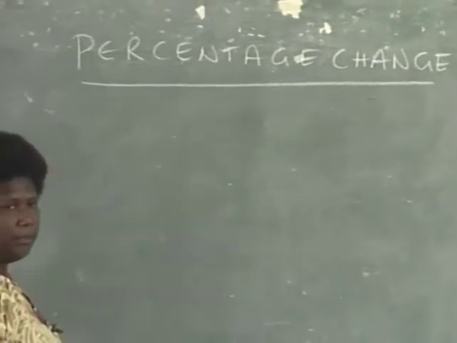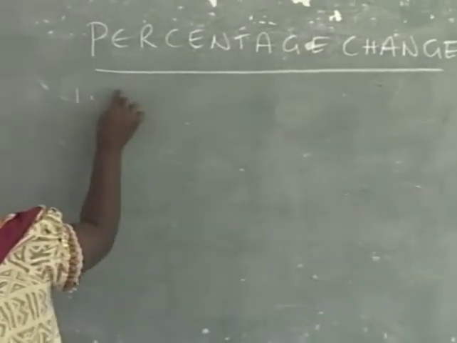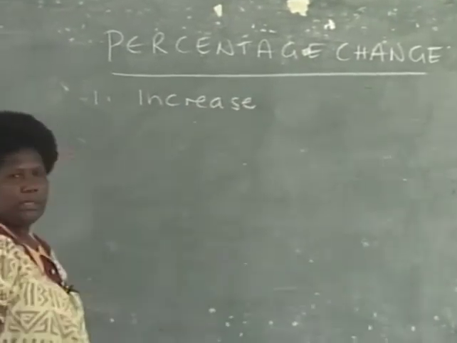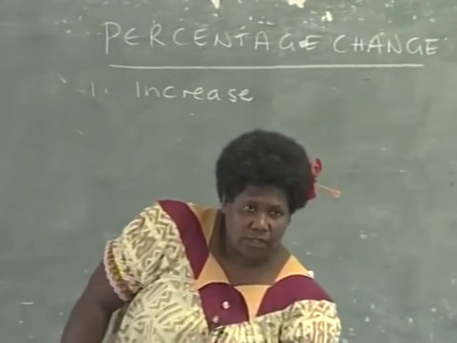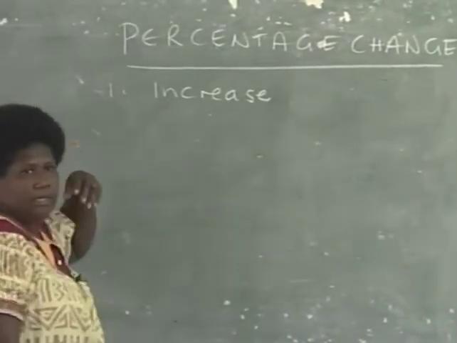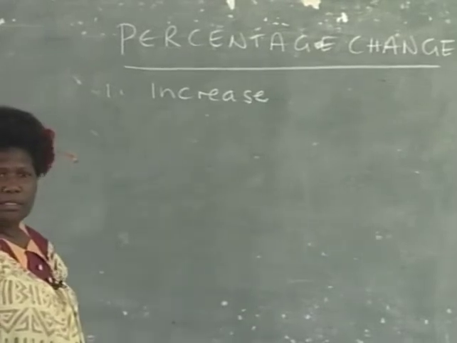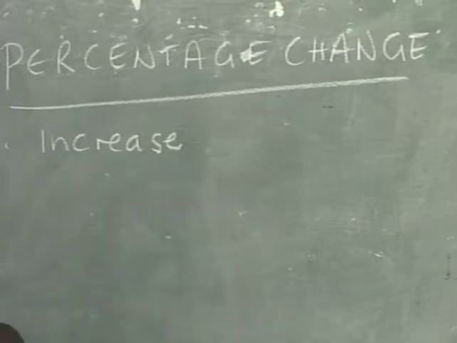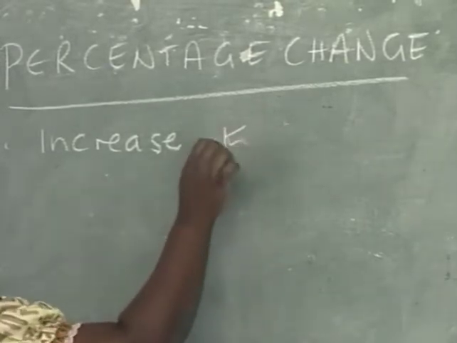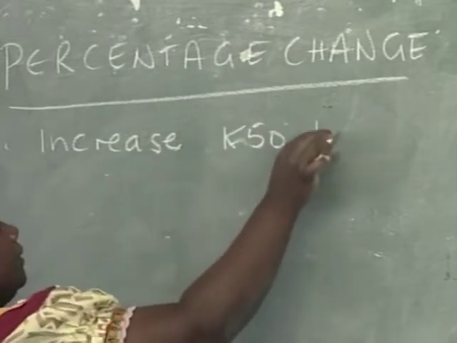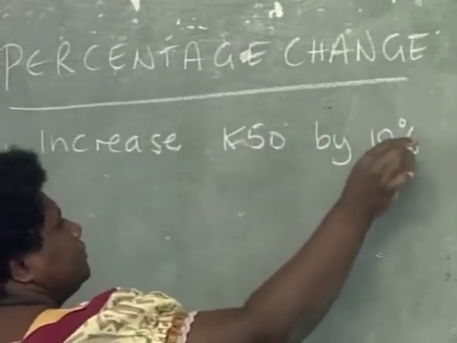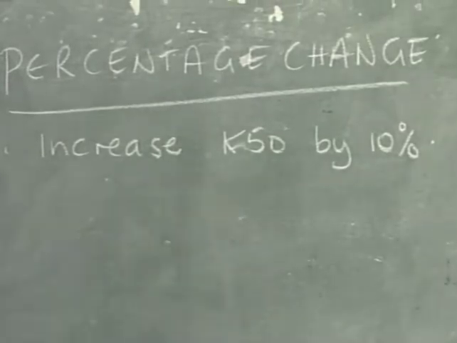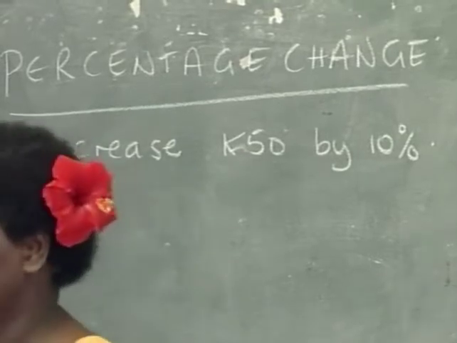Okay, we now look at percentage change. The first thing is, if you are to increase the quantity according to a certain percentage, right? Percentage change is basically increasing and decreasing according to a certain percentage. So if you are asked to increase, let's say 50 kina by 10%, how much would you have? Any ideas on how I should do this?